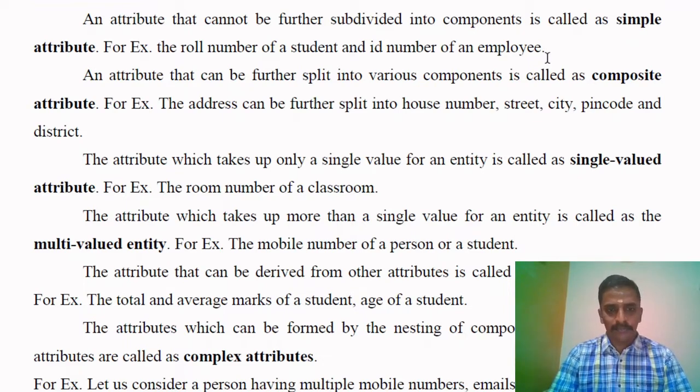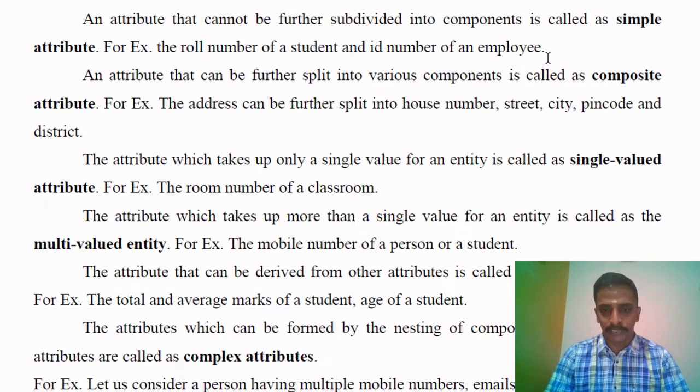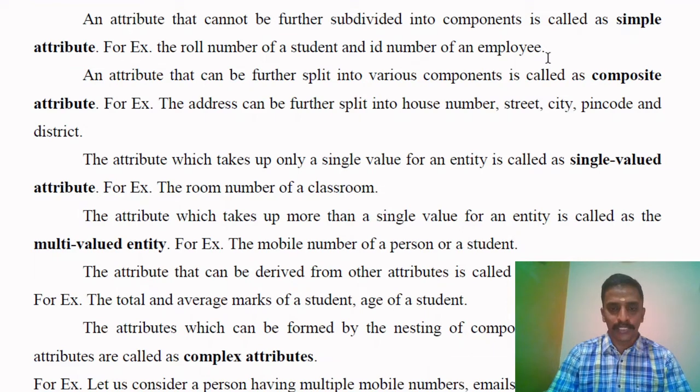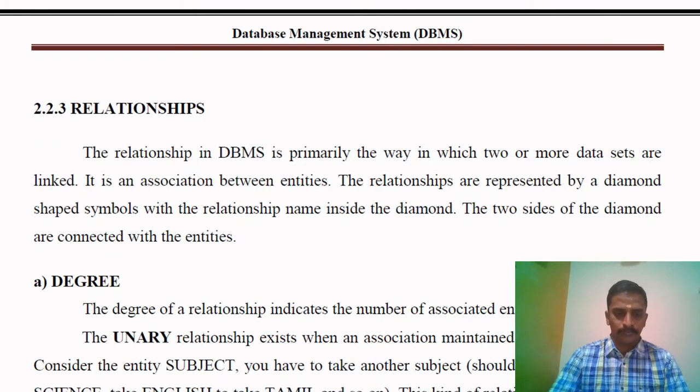And the attributes which are formed by the nesting of composite and multi-valued attributes are called complex attributes. For example, consider a person having multiple mobile numbers, email, and an address. Here the mobile number and email are multi-valued attributes and the address is a composite attribute. The combination of these multi-valued attributes and the composite attribute is called a complex attribute.